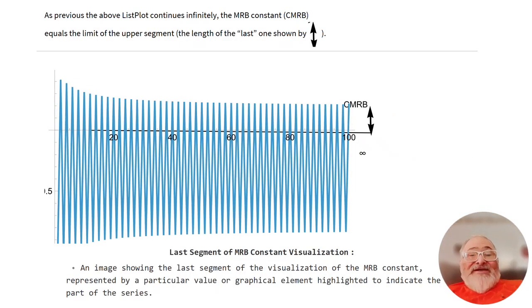If we were to extend the previous list plot, we see that if we go infinitely far, the segment that would be at infinity, so to speak, would represent the length of the MRB constant. That's negative 1 plus the square root of 2 minus the cube root of 3 plus the fourth root of 4 minus the fifth root of 5 plus the sixth root of 6, and so on, all the way to the symbol infinity.